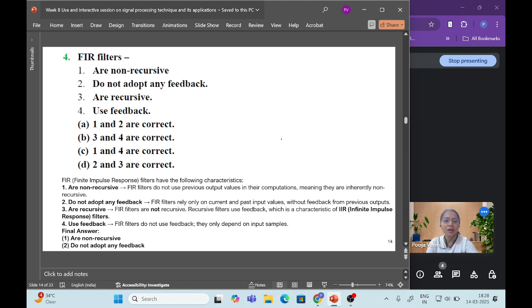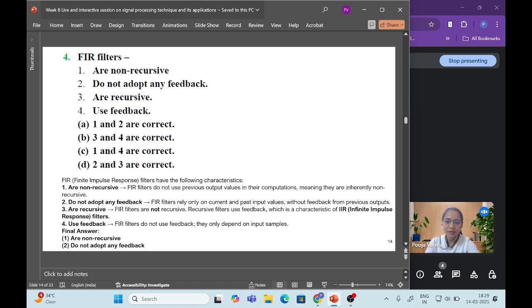So here I have written the detailed answer. Okay. FIR, finite impulse response filters, have the following characteristics. One is are non-recursive. FIR filters don't use previous output values in their computation, meaning they are inherently non-recursive, and they don't adopt any feedback. So it is a finite impulse response. They rely only on current and past input values without feedback from the previous outputs. Okay, and are recursive: FIR filters are not recursive.